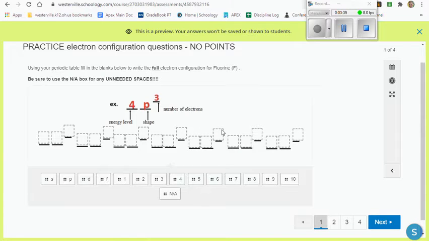It'll look something like this. You're going to see this exact same question on Friday a couple of times. Now, this one in particular is for fluorine. You will see it for different elements, but this is exactly what it'll look like, okay?